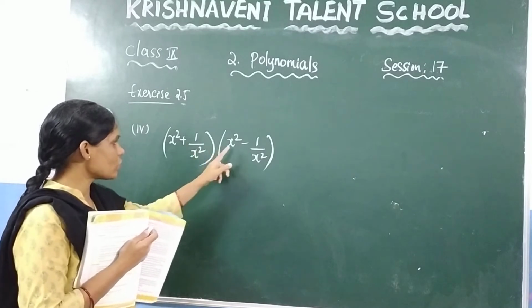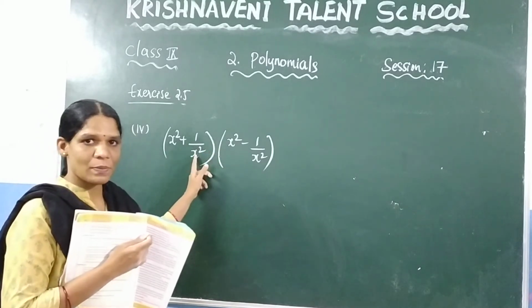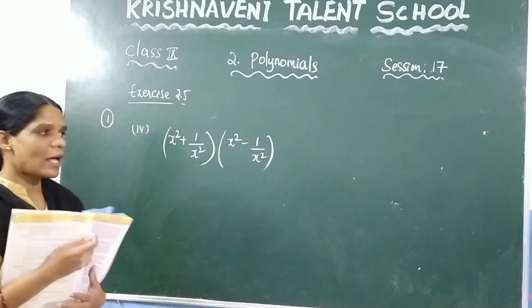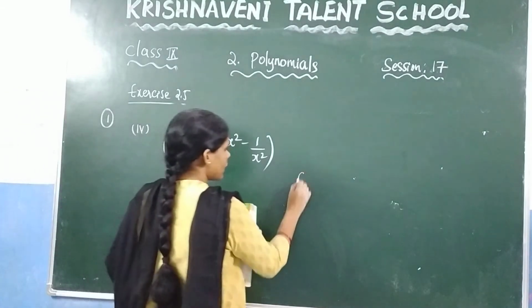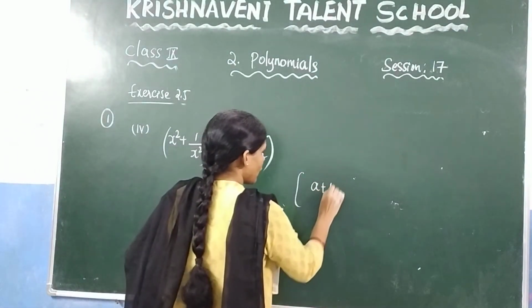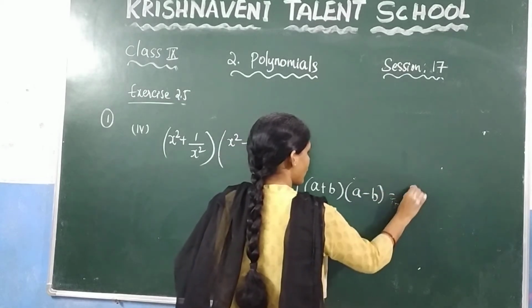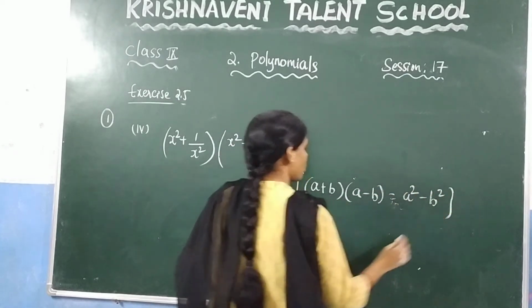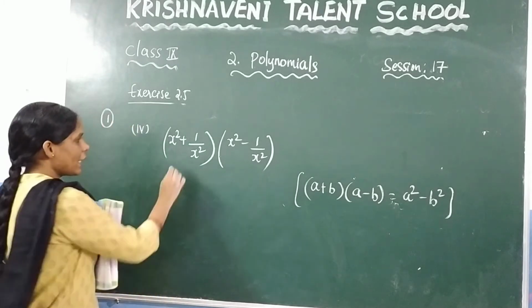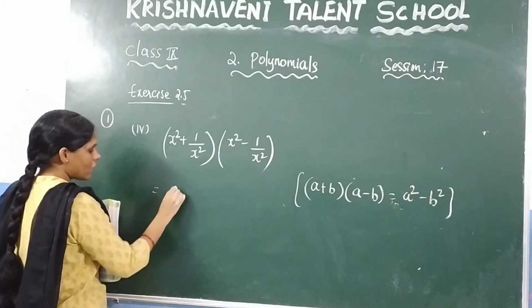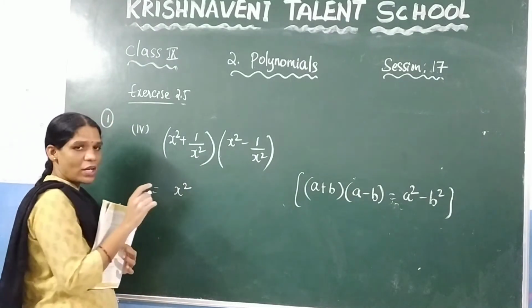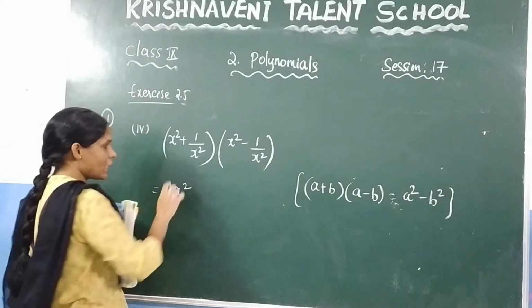The difference between these two is the change of symbols. Here plus is there, here minus is there, and so it is in the form of which identity? (a + b)(a - b). You know that it is a² - b². So what do you get here? (a + b)(a - b). You can write this one as a². Here what is in place of a? What is there here? x².